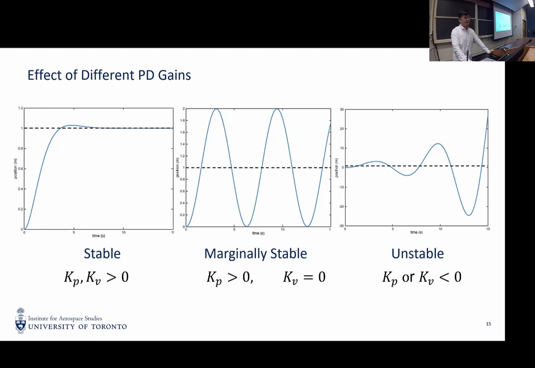Here are some typical responses for a PD controller with different gains. If we pick stable gains, all greater than 0, it will arrive at the given position, given no external disturbances. If there is no damping force, meaning we do not apply any derivative feedback, it will just behave like a harmonic oscillator. It will never settle down because there's no damping in the system. And if we do the controller in the opposite direction, it will go unstable.